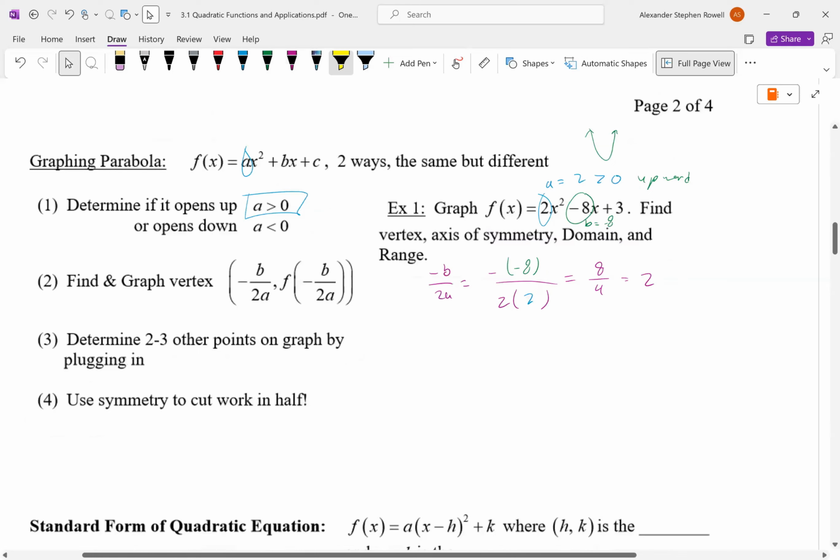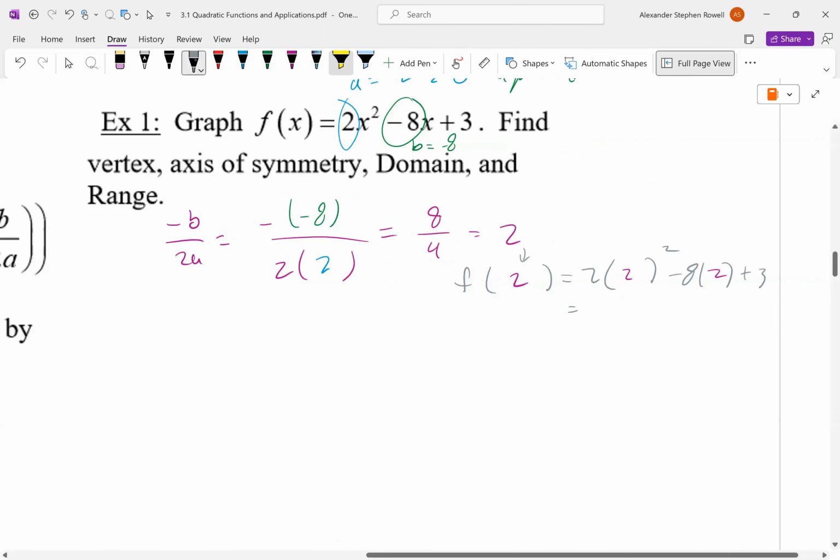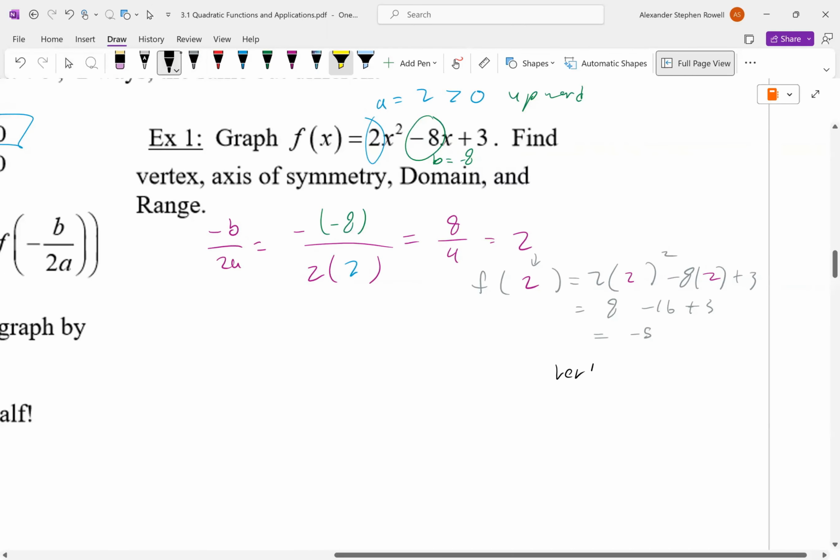How do we find the y value of the vertex? You plug this into the function to get the y value. So the function is 2 times x squared minus 8 times 2 plus 3. And we simplify to get 2 squared is 4 times 2 is 8. 8 minus 16 is negative 8 plus 3 is negative 5. So we found the vertex is 2, negative 5.